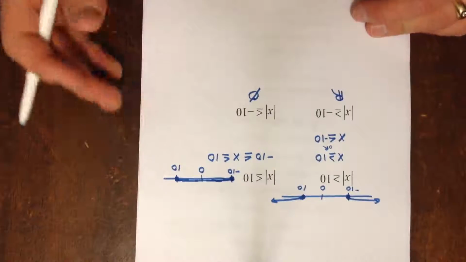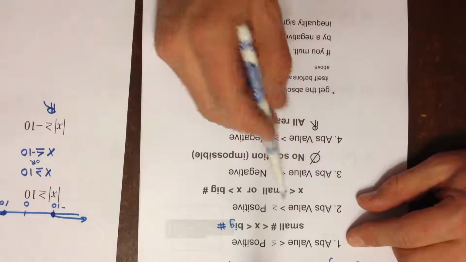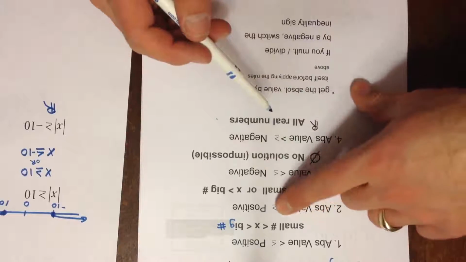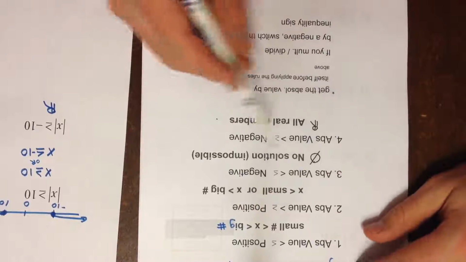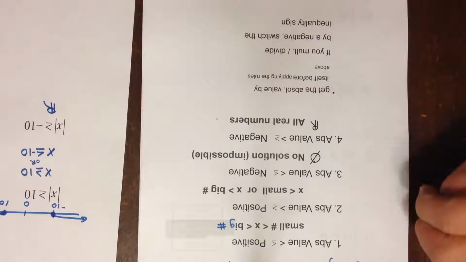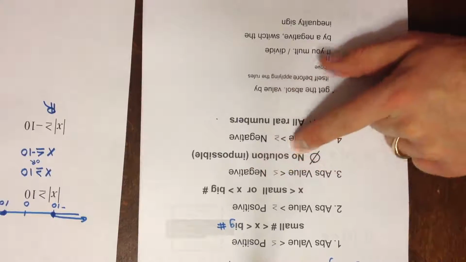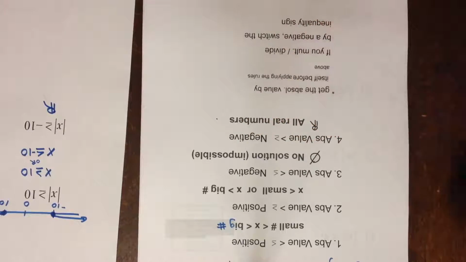So why do I explore all those different situations? Well, every other type of inequality is going to follow that pattern. So I had you write this down and make a cheat sheet out of it. If the absolute value is less than a positive, you write small number is less than x, which is less than the big number, and so forth. If you have an absolute value that's less than a negative, that's impossible. And if you have an absolute value that's greater than a negative, that's always going to be true.